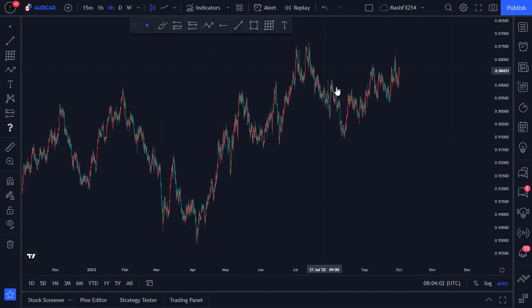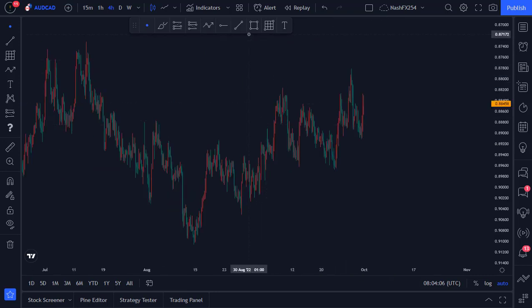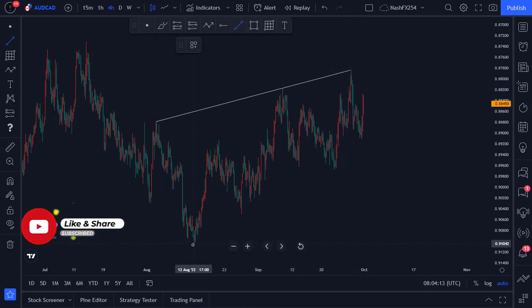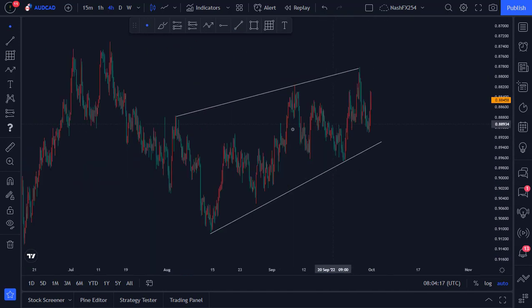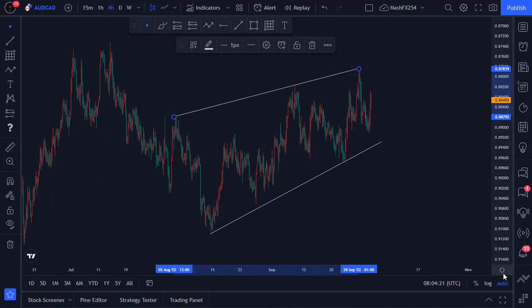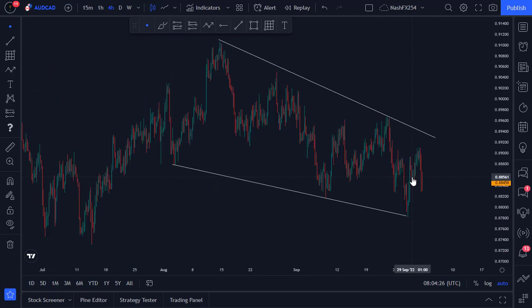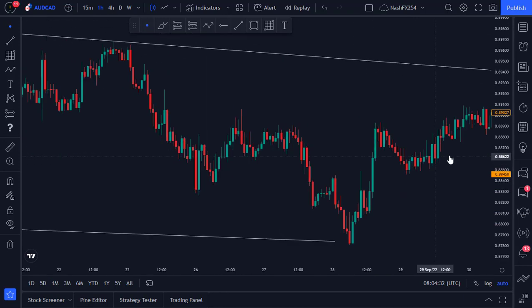So with this correction, let's see if we can come up with a pattern. I'm seeing this one, which is complete. You can see this pattern is a complete pattern. Let me just invert it back. Yeah, this pattern looks nice. And now what we want is this pullback to see if it has ended or not.